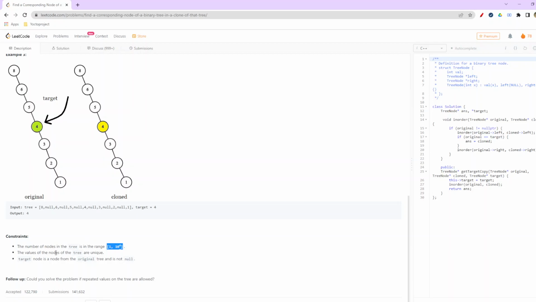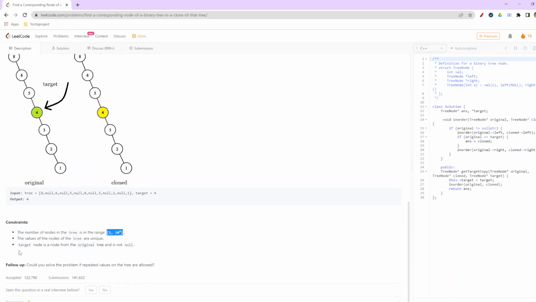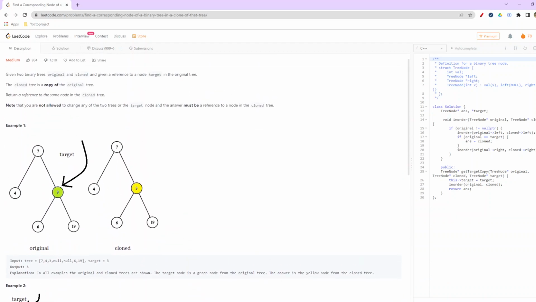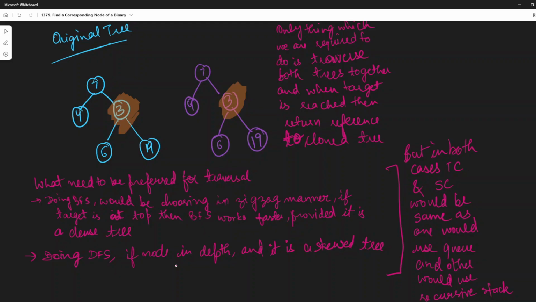And the values of the nodes of the tree are already given. And now the target node is from the original tree and it is never null. So these are the constraints given to us here. From these constraints we could check two things: that the reference is from the original tree, and second that as it is considered up to 10 raised to power 4, it could be up to order of n. That's the thing here. Now let us first check how it could be done.